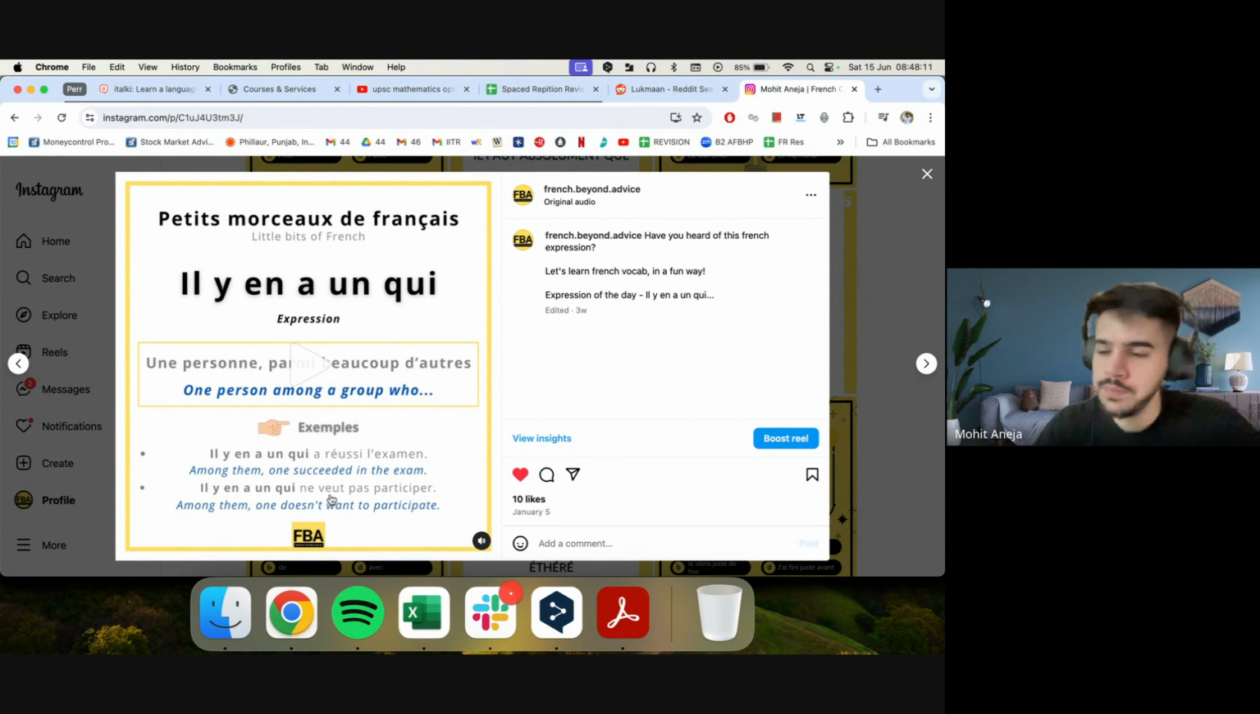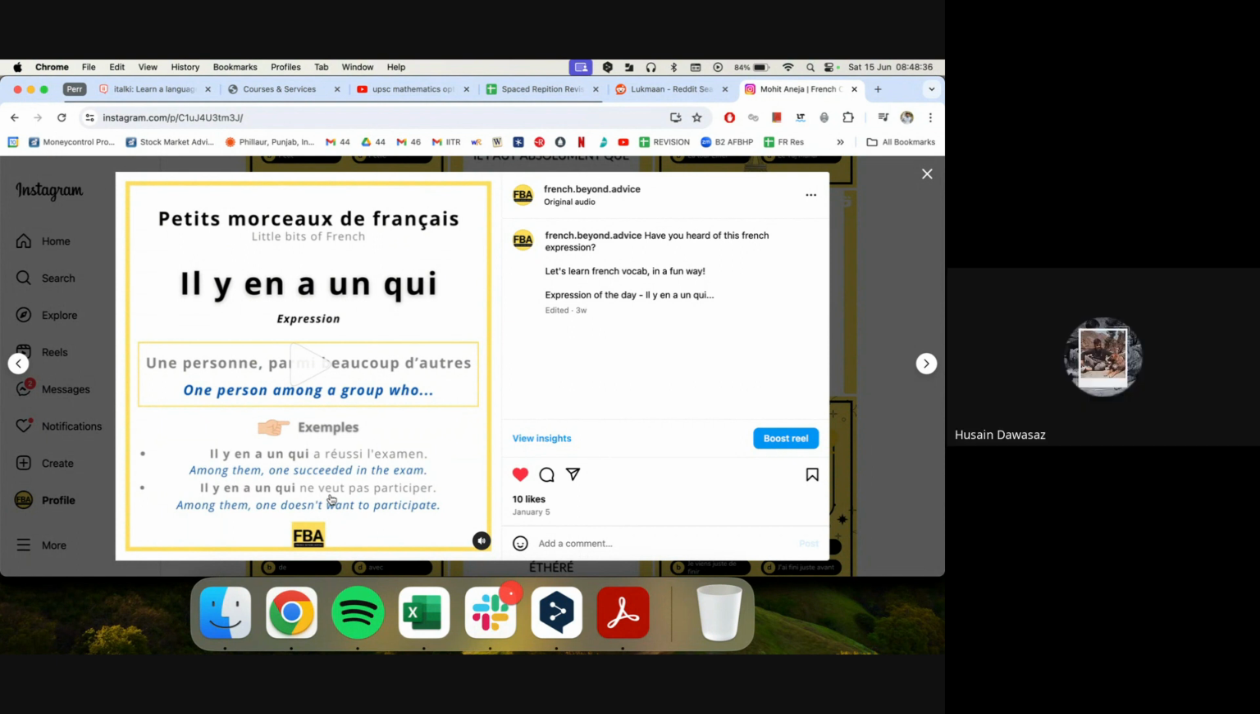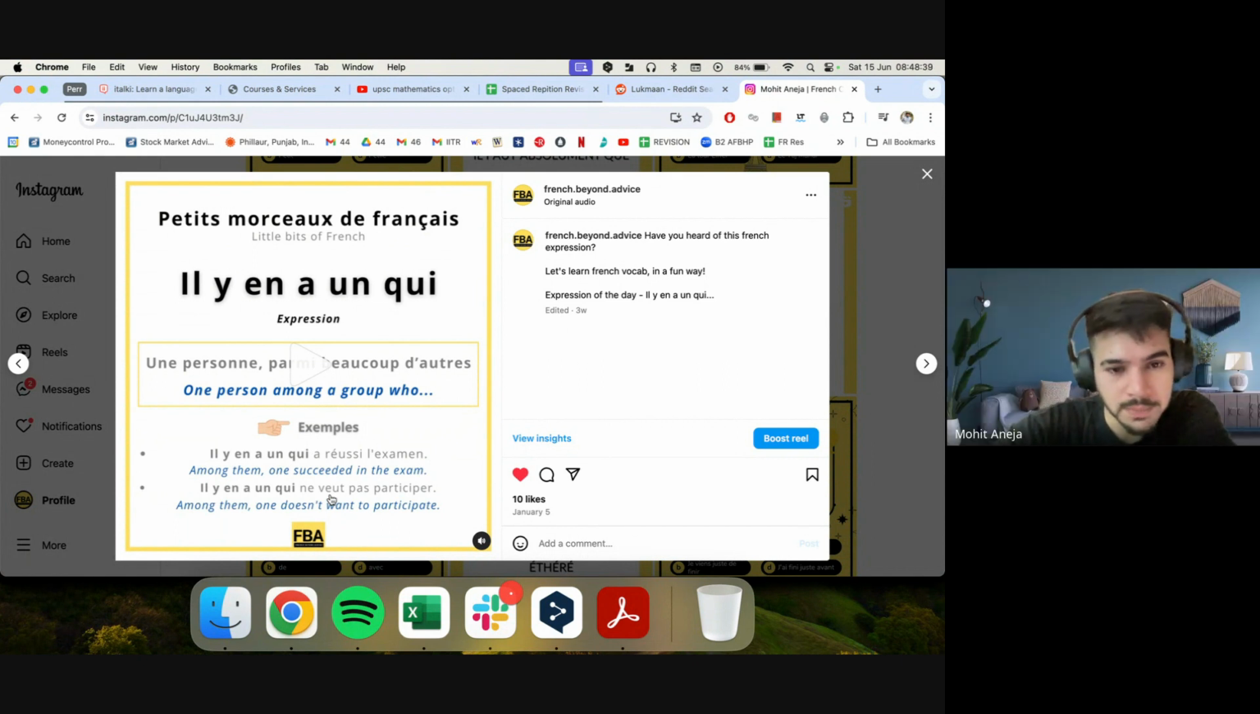Which word do you read here? What is this verb? V-E-U-T. Vouloir. Vouloir means what? To want to, it's to do something. To want to, yeah. So here I am saying there is one person among them who doesn't want to, dash, and the verb in the infinitive is participer. He doesn't want to participate.